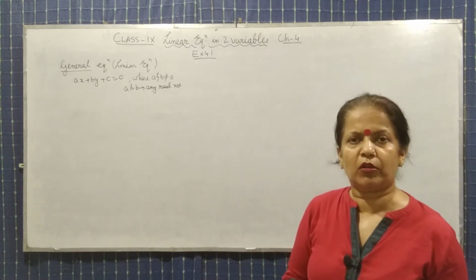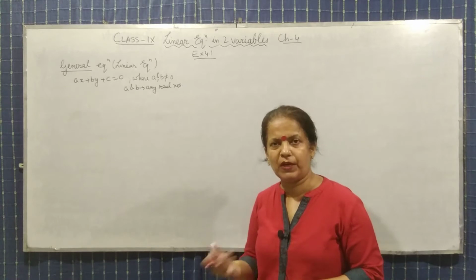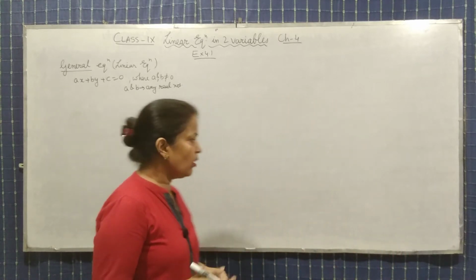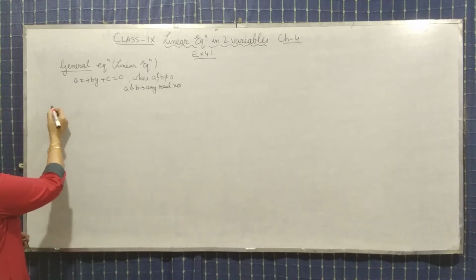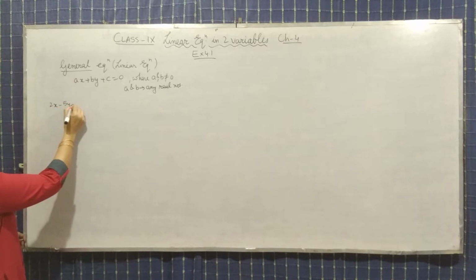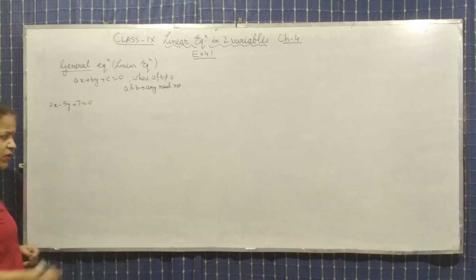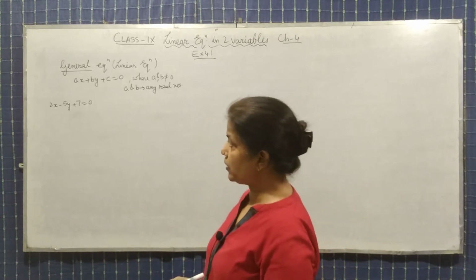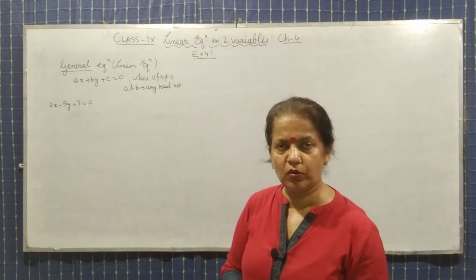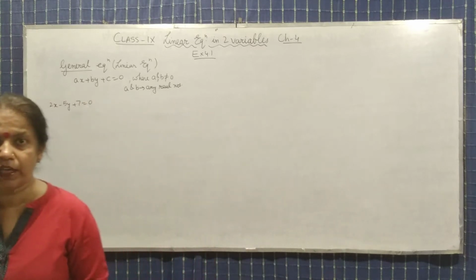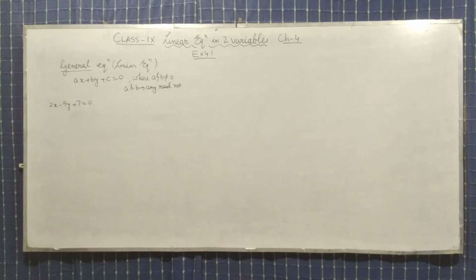It can be any type of number, decimal, repeating, any type of number. I am taking an example. Suppose that this is written. Is it a linear equation in two variables? Yes, because the coefficients of x and y are not equal to 0, isn't it? Therefore it is a linear equation.